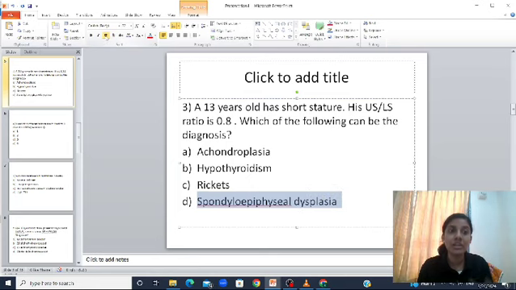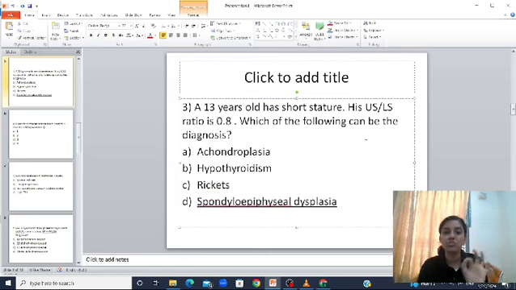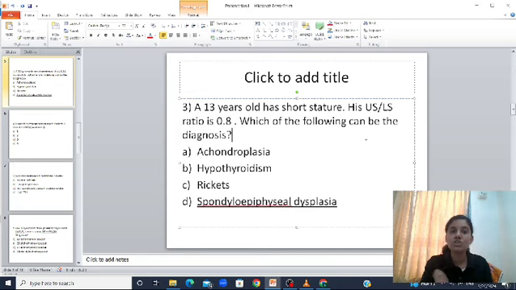Supposing you do not know anything about spondyloepiphyseal dysplasia, you can do the question by eliminating options. You have to eliminate achondroplasia, hypothyroidism, and rickets. Why? Because these mainly affect the lower limbs, and the upper segment, that is the vertebral column, is not affected in the first three options, while in spondyloepiphyseal dysplasia the vertebral column is affected.